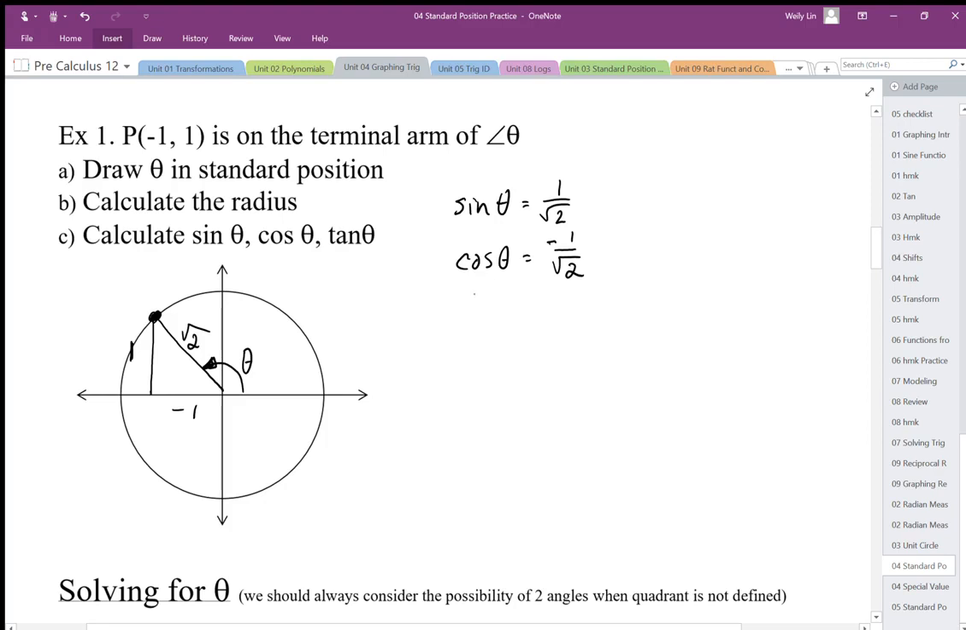And then lastly, the tan ratio here is going to be, well, that's a slope of -1, so I'm going to write -1 in there.